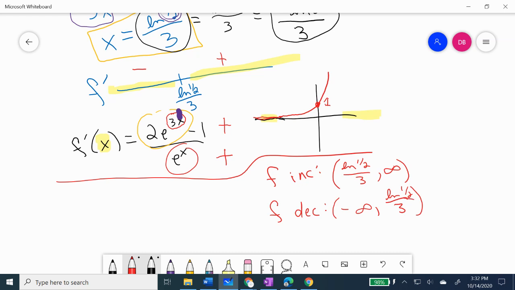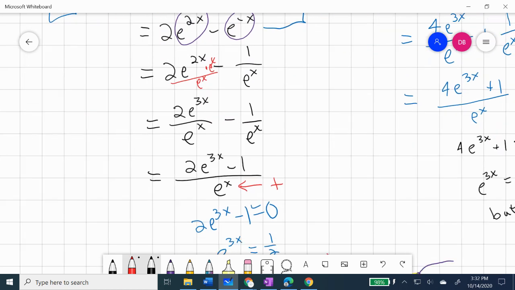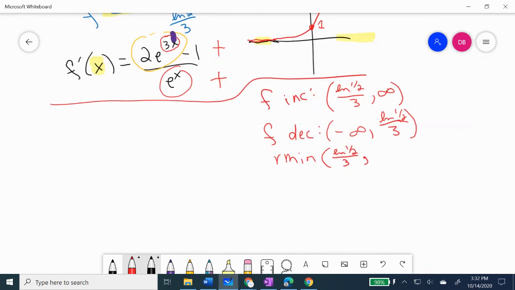And then for relative minimum or maximum, if the graph goes down and then up, it's a relative minimum. But I only know my x coordinate from this information. My x coordinate is the lovely natural log of 1/2 divided by 3. And I need to find the y value from the original function. So the original function is e to the 2x plus e to the negative x.